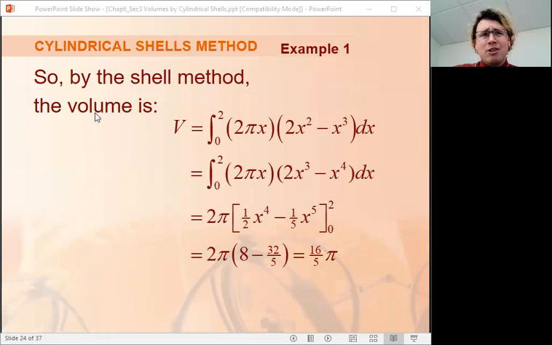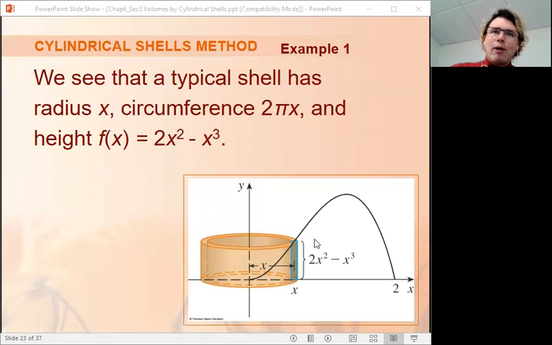Now, where did I get those bounds? Where did I get that 0 to 2? Well, my graph of the function crosses the x-axis at 0. You know, plug in x equals 0, I definitely get 0 there. And at 2, 2 times 4 minus 8 is 0. So those will be my two different bounds for my integration.